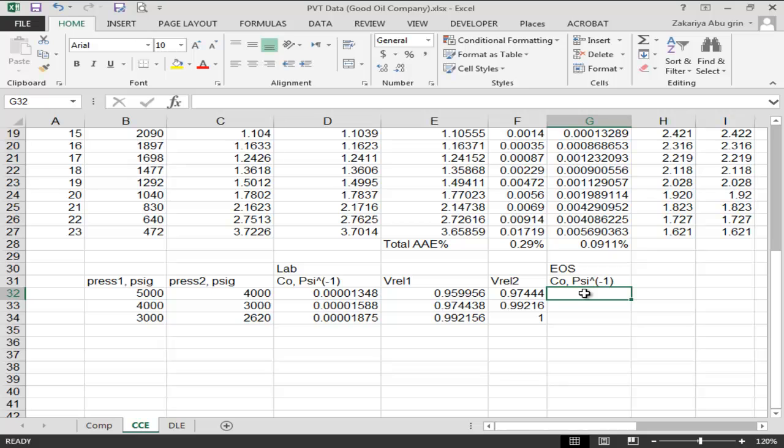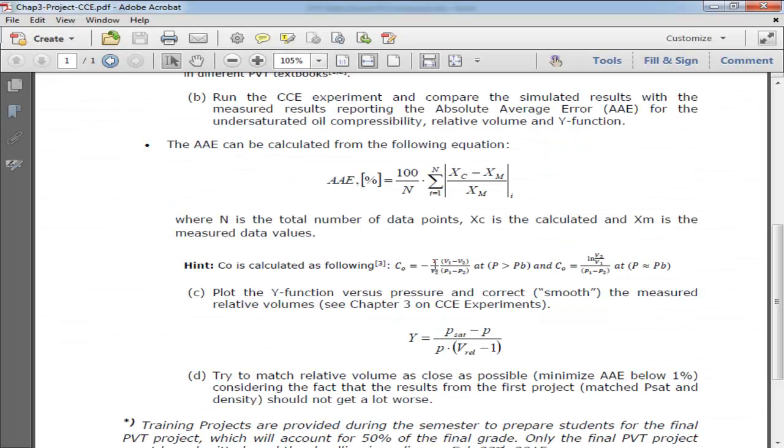And now we will apply the equations to calculate the compressibility. So here we are above bubble point. We will use this equation, this one, for the first two compressibilities. And for the third one, we will use this one.